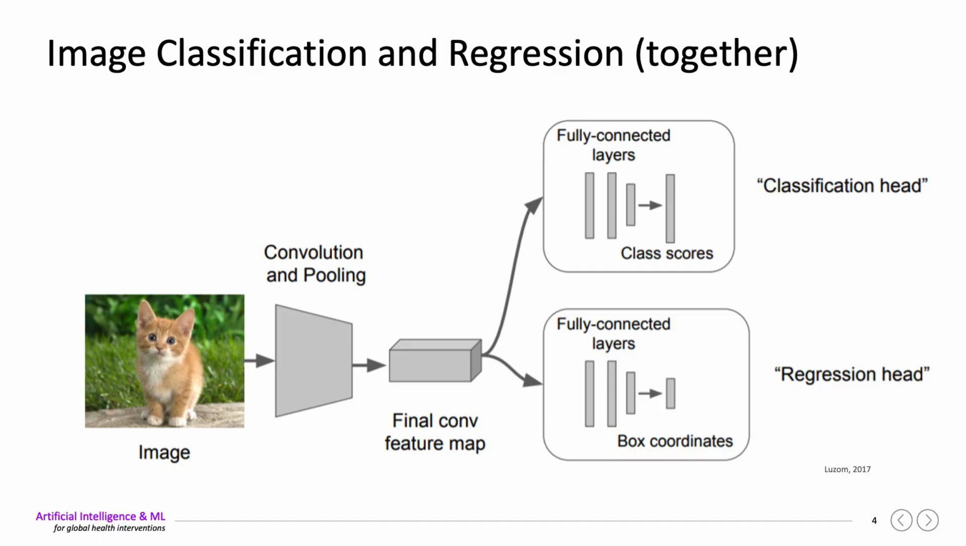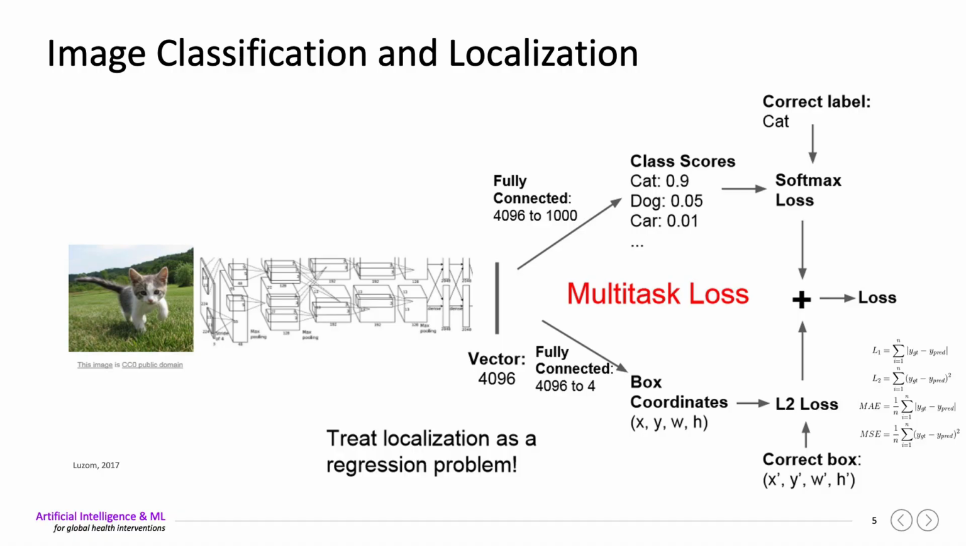The key idea is that a single backbone can support multiple tasks simultaneously through different output heads, an idea that carries directly into detection and multitask learning. This slide extends the same idea to image classification and localization. On the left, the image passes through the convolutional backbone to a 4096-dimensional vector. One fully connected branch maps 4096 to 1000 class scores, producing predictions like cat 0.9, dog 0.05, car 0.01, and so on, which are compared to the correct label using a softmax loss.